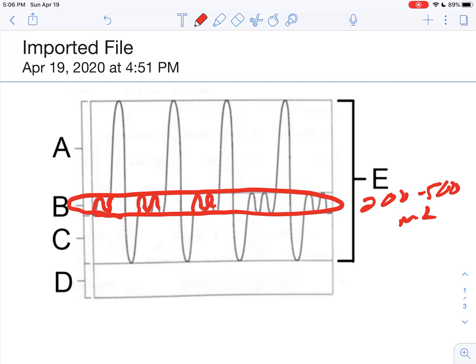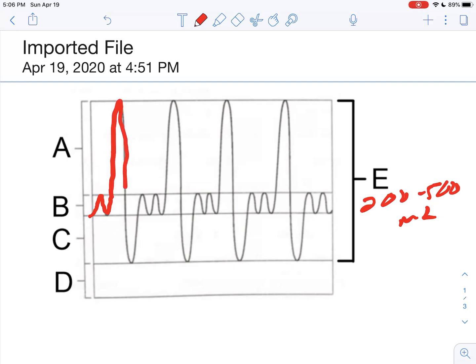Okay, you can see all these little tidal volumes, just these normal breaths. Now, as air is coming in, let me erase all this here. So we've got air coming in, air going out, air coming in, and then you notice this huge peak here. That is going to be your inspiratory reserve volume. That's the air that you can take in over top of a normal tidal breath. So that's going to be IRV.